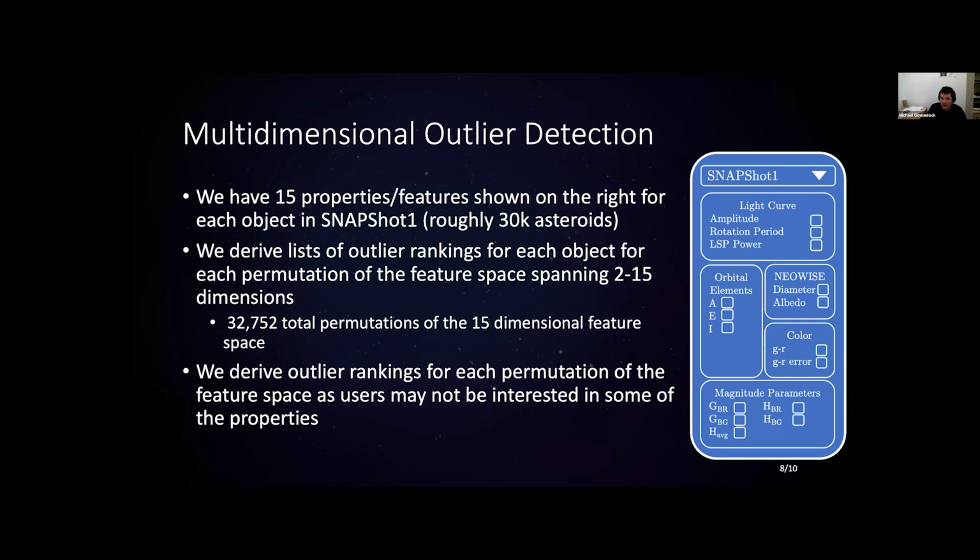For each permutation of these 15 properties, which span 2 to 15 dimensions, we generate a list of outlier scores. If you add up all the permutations of these 15 different feature spaces, there are 32,752 total permutations, and we generate outlier scores for each object for each of those permutation spaces. The reason is that you could simply derive outlier scores using all 15 features, but a user might not be interested in some of these properties. You might say, I'm not really interested in orbital elements, so you don't want the orbital elements to weigh in on the outlier score itself. That's why we rederive the outlier scores for each object across each permutation of these 15 feature spaces.